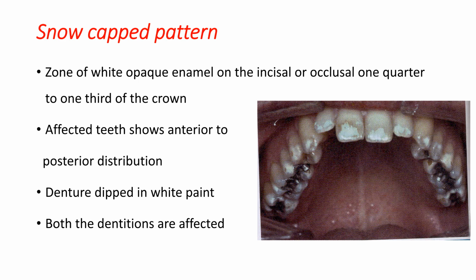Here both the dentitions, that is primary and permanent teeth, are affected, and most cases demonstrate an X-linked pattern of inheritance, but there possibly is an autosomal dominant form also.